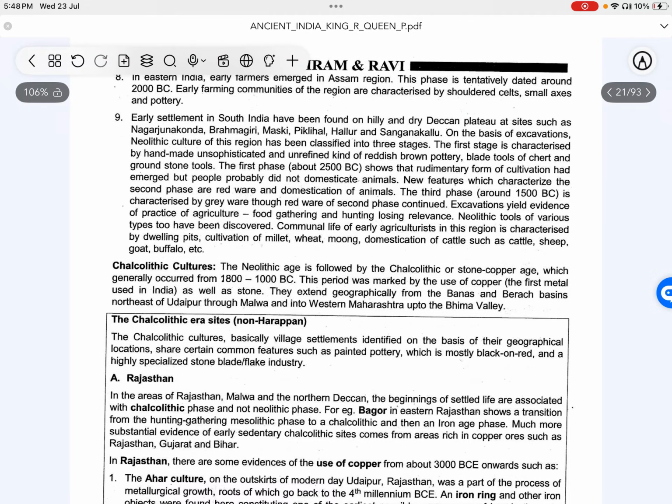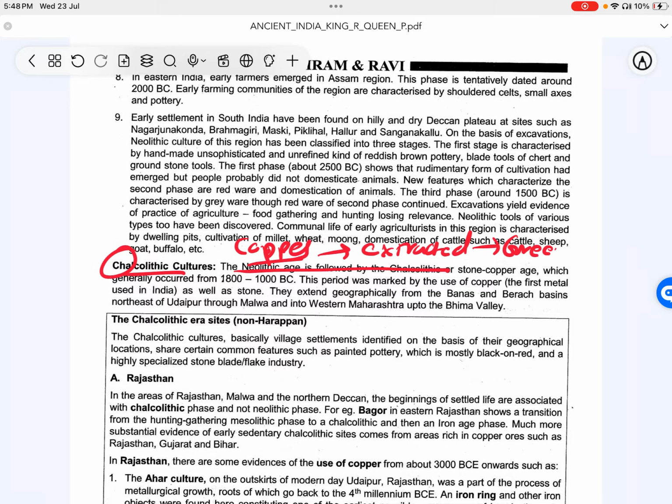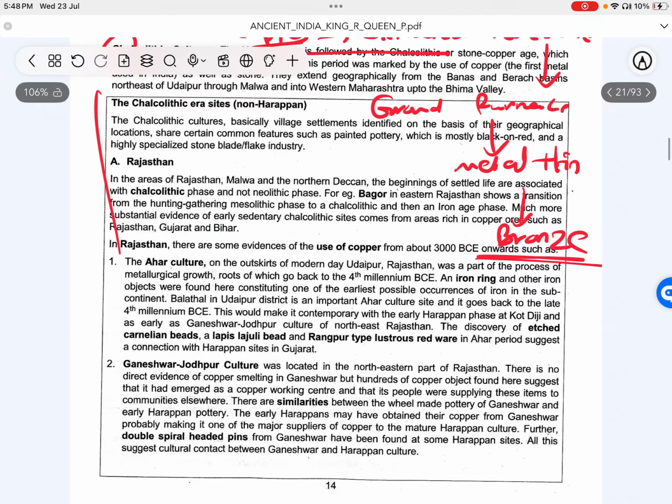Neolithic is followed by Chalcolithic. Chalco means copper. How do we know the copper was extracted? They found some green stones, the ore, and melted it in ground furnaces. After that they got some metal. They did the same with tin to get bronze. This is how the evolution happened.